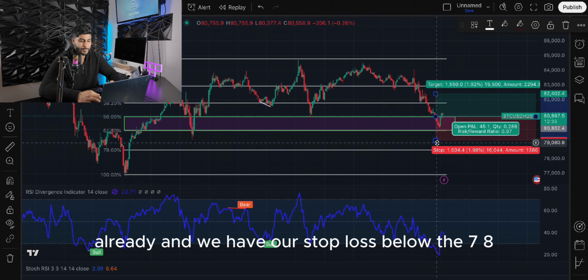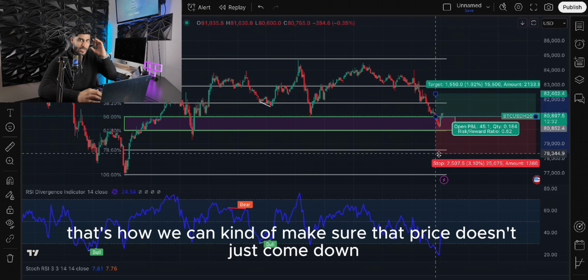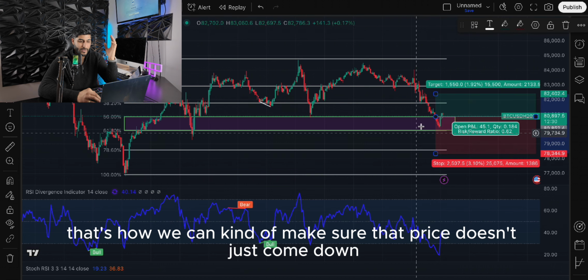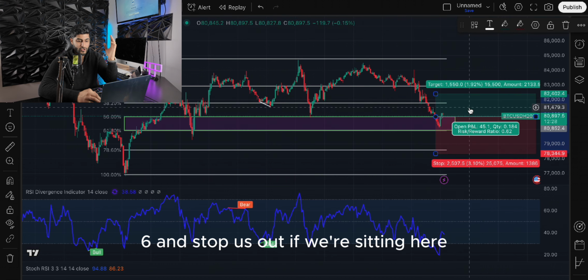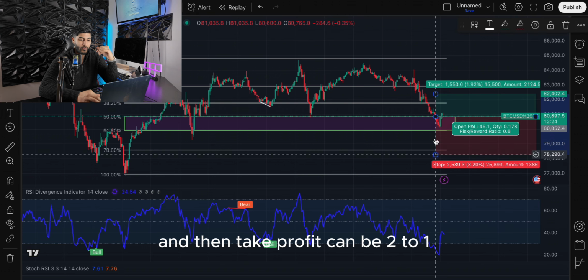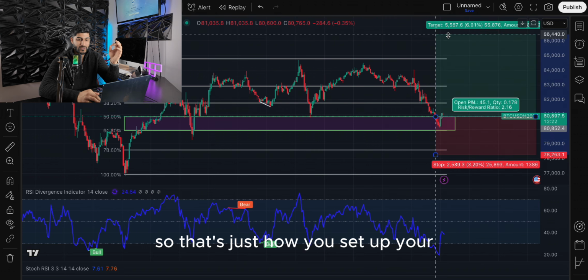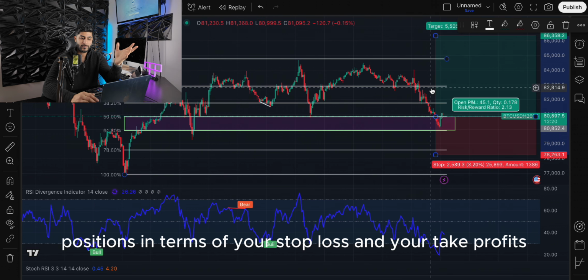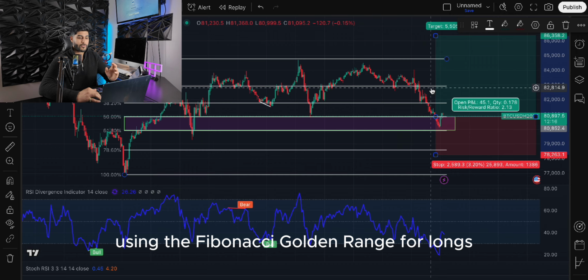And we have our stop loss below the 0.786. That's how we can make sure that price doesn't just come down and bounce off the 0.786 and stop us out if we're sitting here. So always below the 0.786. And then take profit can be 2 to 1. So that's just how you set up your positions in terms of your stop loss and your take profits using the Fibonacci golden range for longs.